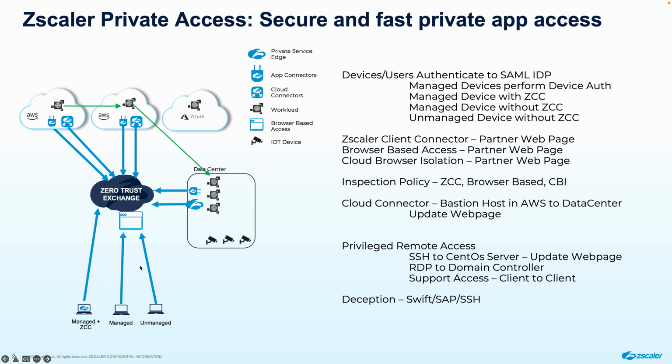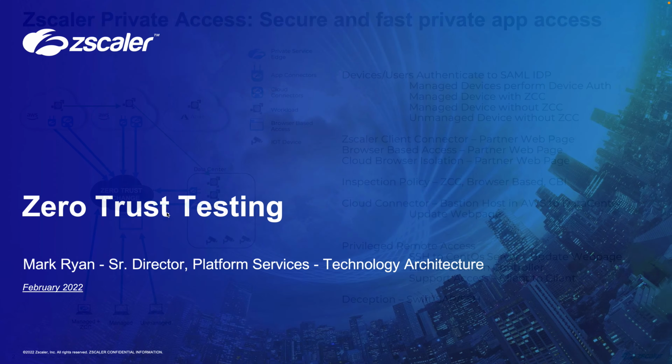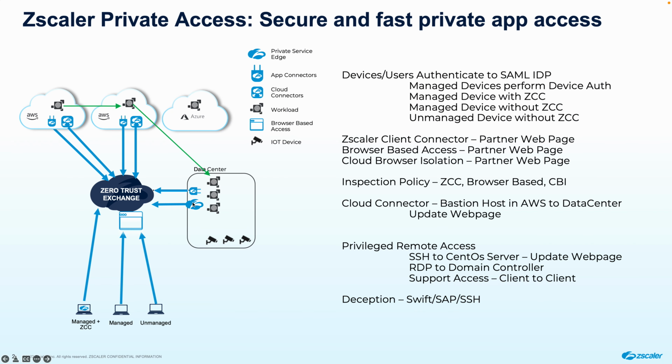The managed and unmanaged devices without the client are going to use either browser-based access or cloud browser isolation. The managed client running Client Connector is going to connect to the private service edge located in the data center. That's going to give us the best connectivity into the workloads. In the data center, we've also got an app connector to advertise those workloads. And then in AWS, we've got app connectors and cloud connectors that give us cloud-to-cloud connectivity.